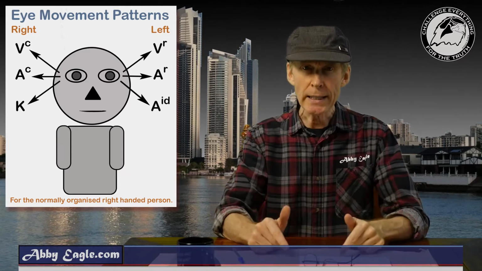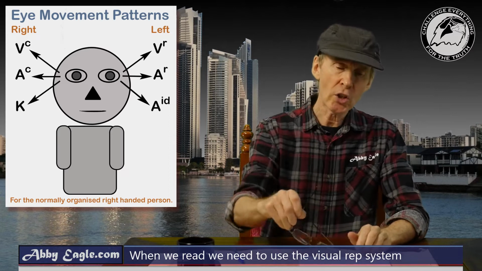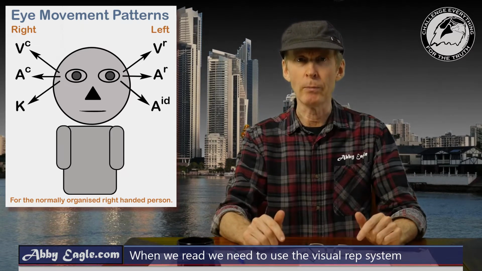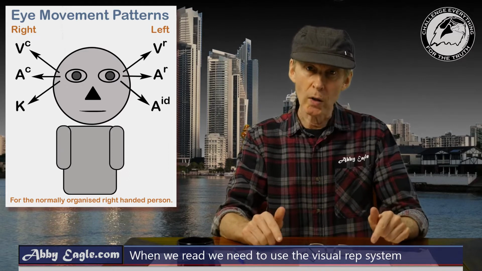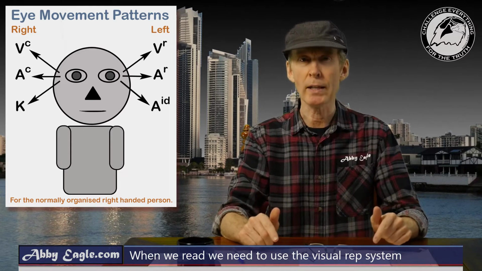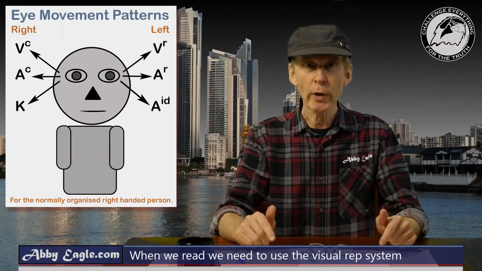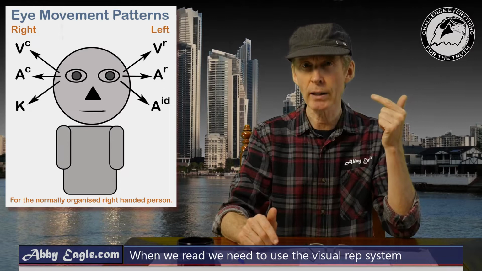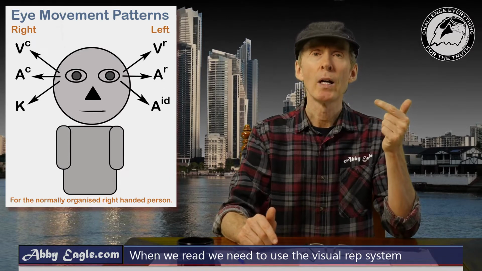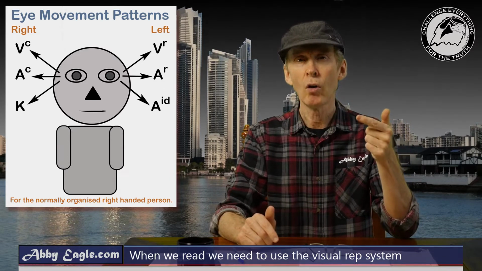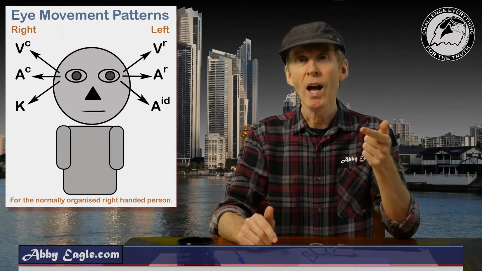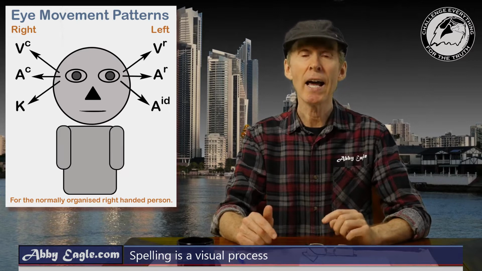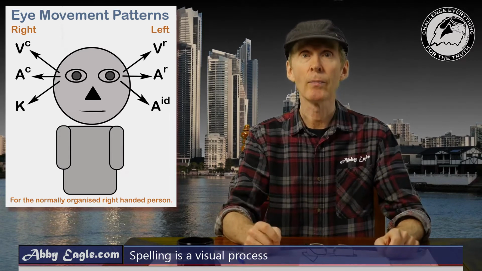When we read something, then we shift to the visual representational system. We look at the words. This is a visual process. In learning how to read and write, we have to engage the auditory system so that we get the correct pronunciation. So reading is a visual auditory process. However, the actual process of spelling is just a visual process.